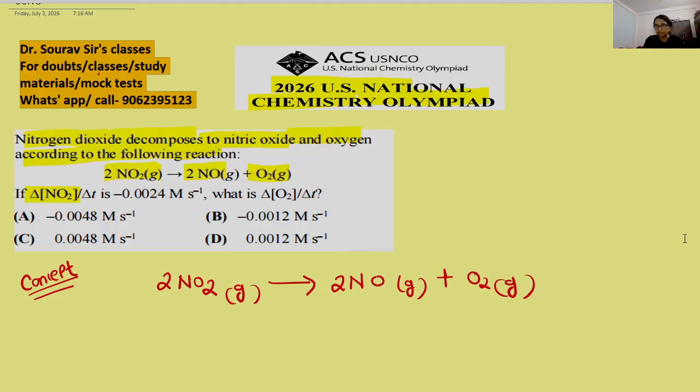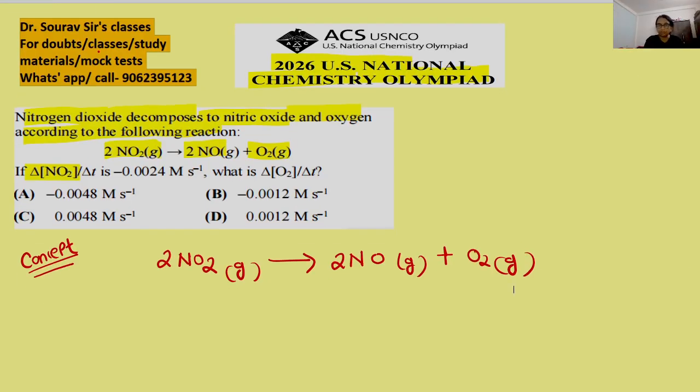Now, we can calculate the rate of any chemical reaction with the help of the change in concentration. In this question, one value is given, that is the ratio of change in concentration of NO2 upon change in time. That is, this concentration changes with respect to time.